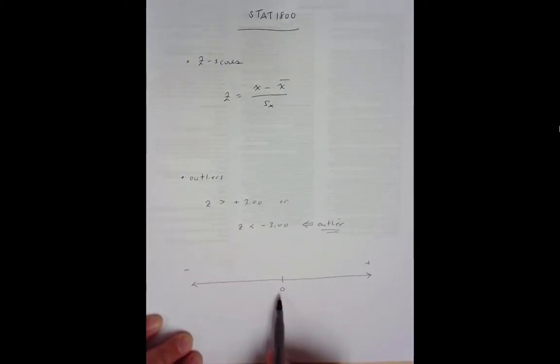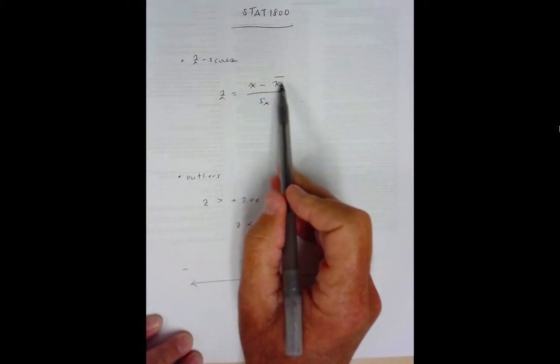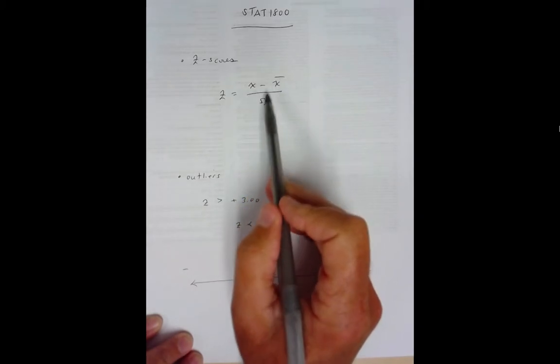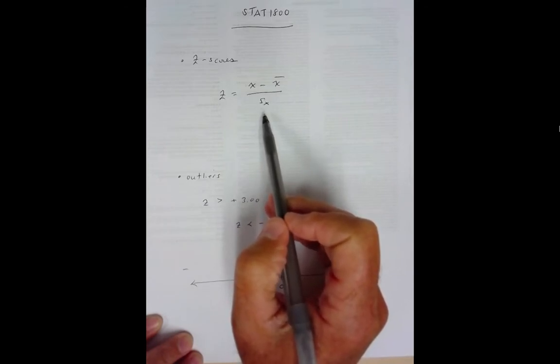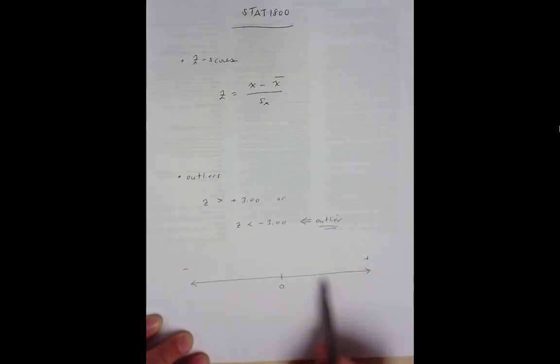A z-score can be zero. If the score that we're trying to find the z-score of is equal to the mean, then that score minus the mean is 0, divided by any measure of spread, the standard deviation, and our z-score would be 0. So our z-score can be any number on this number line.